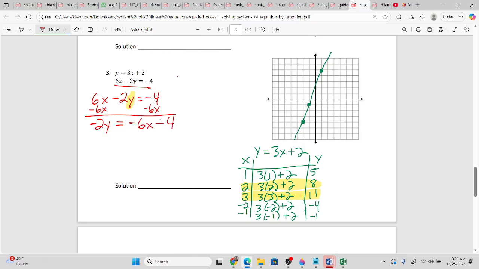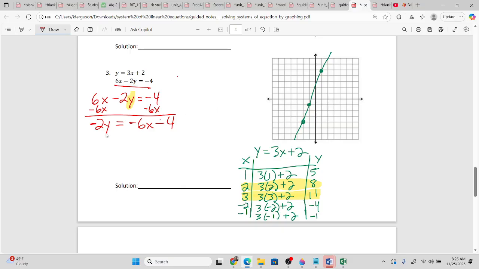Now notice I didn't add them together. I didn't get negative 10x because they're not like terms. I can't combine them. That's like trying to add an apple and an orange. They're not the same. So I can't do that.